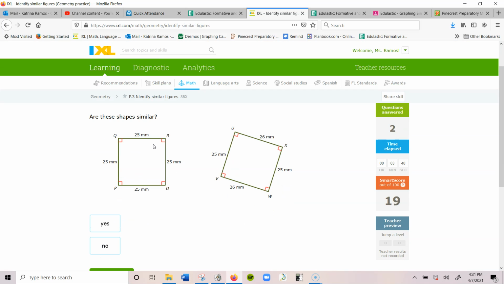Now here, look at this one. We have this square. Everything is 25. That means if this was similar, everything would also be the same because the shape does not change, just the size. But now that this side is 26, that makes this a rectangle and not a square. So since they are technically different shapes, these would not be similar.